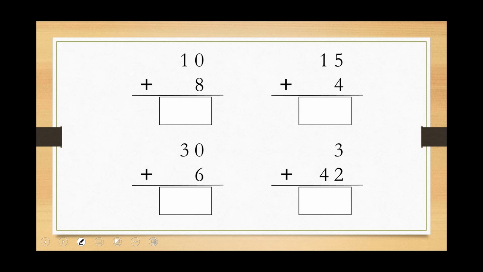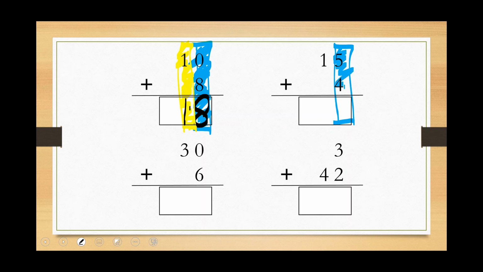Let's have some practice. Now the first one, 10 plus 8. First of all, we need to find what we have for the unit place first. So 0 plus 8. We get 8. And then we need to go for the tens place. 1 plus nothing is 1. So the answer of this is 18. Let's have a look at the next one. The unit place, 5 plus 4 is 9. Tens place, 1 plus nothing is 1.